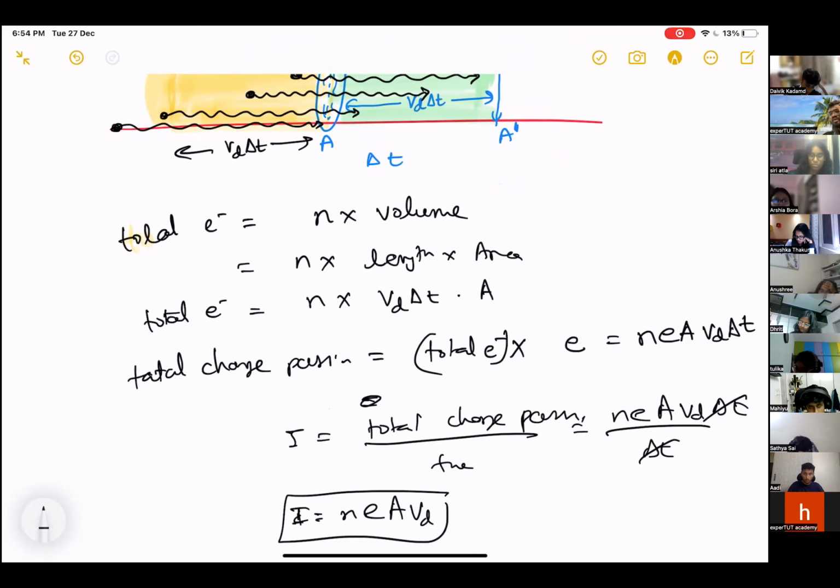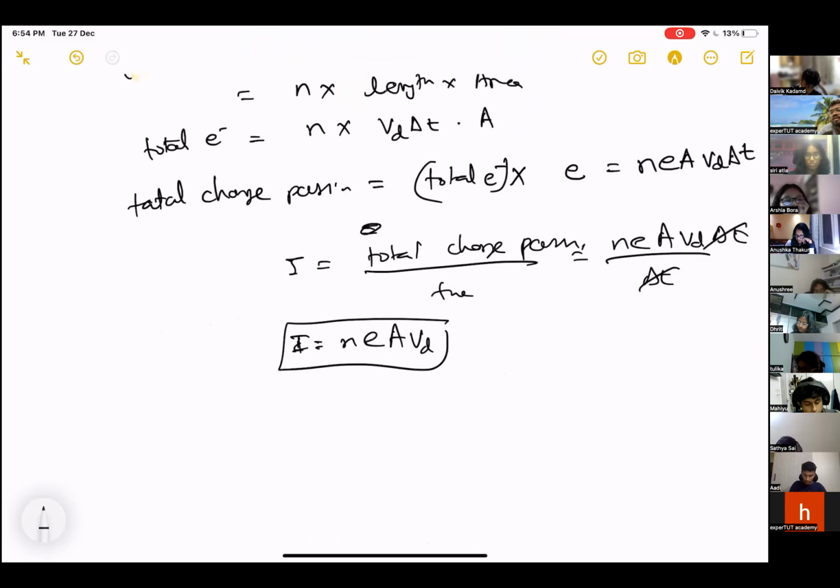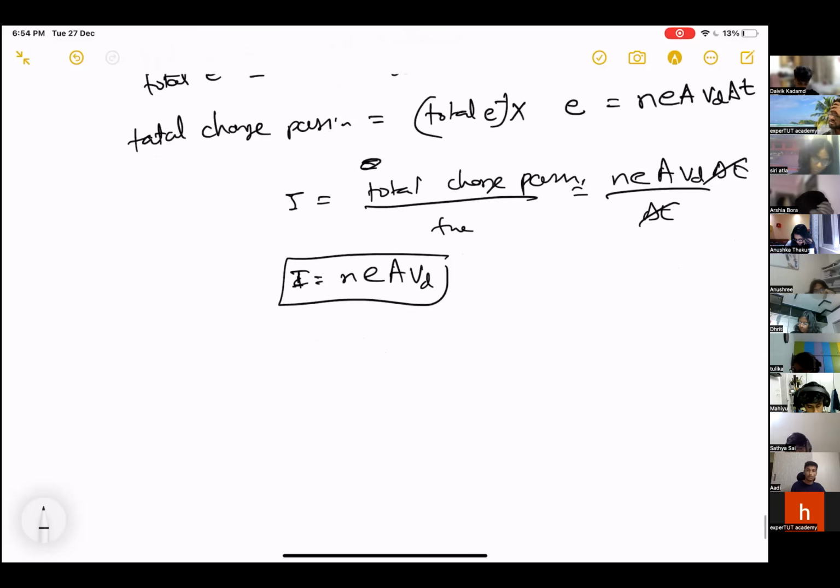Write this: in a wire, I is uniform. Uniform means it is the same everywhere. In a wire, I is uniform. It is the same everywhere. So write this question.